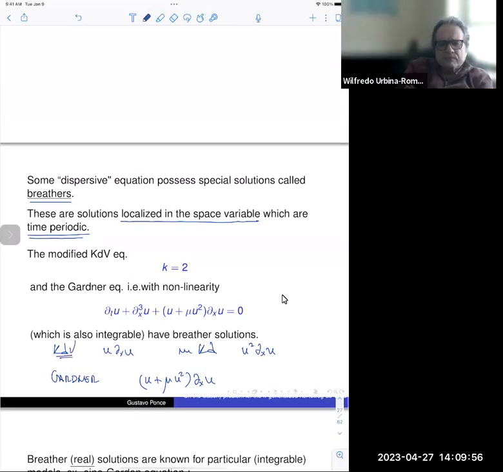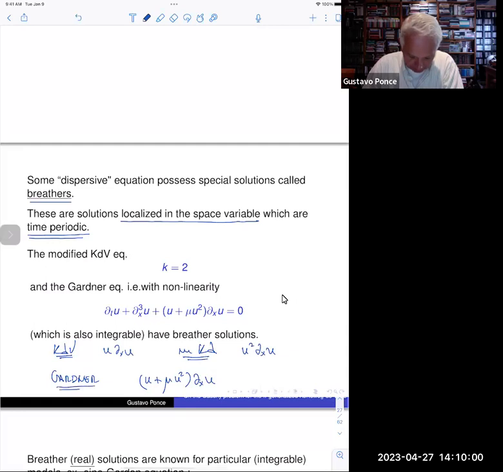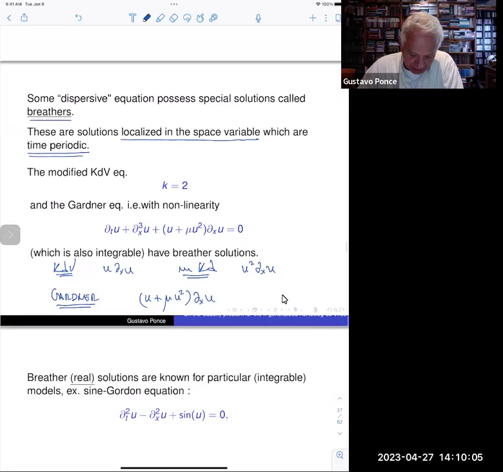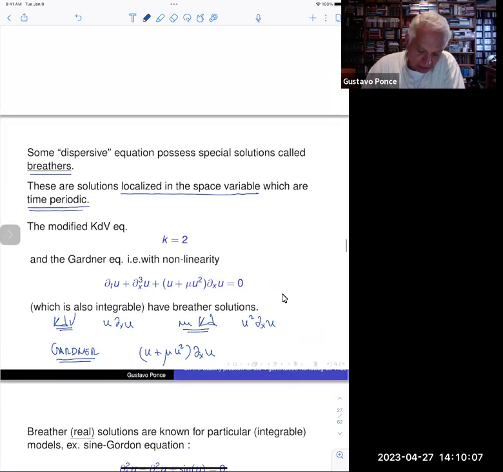Okay, and then breathers are very strange solutions. You are not just looking for a solution that is localized. A traveling wave is localized because it decays. But the traveling wave is traveling. This one wants to be periodic in time. That means that you stay there.